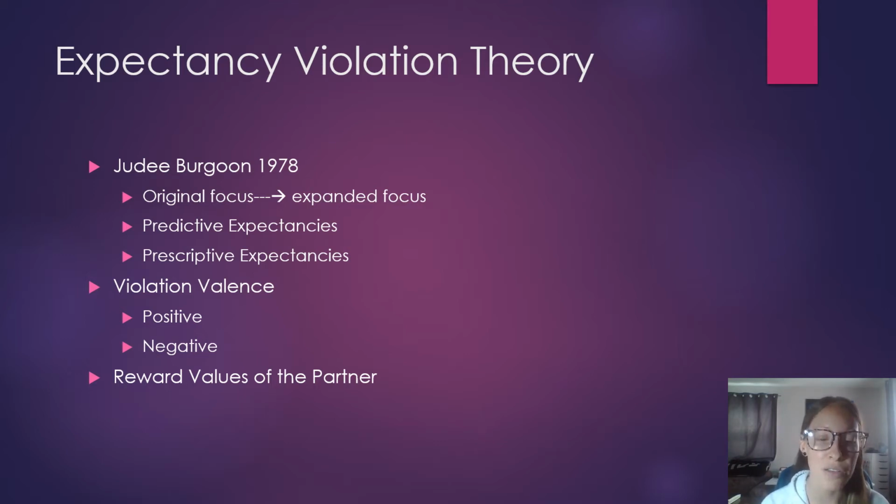So positive violations occur when the unexpected behavior is perceived as better than what was expected. Within close relationships, positive violations tend to create relational satisfaction and happiness. On the flip side of that, negative violations occur when behavior is perceived to be worse than the behavior that was expected. This creates relationship dissatisfaction and anger in a lot of cases.